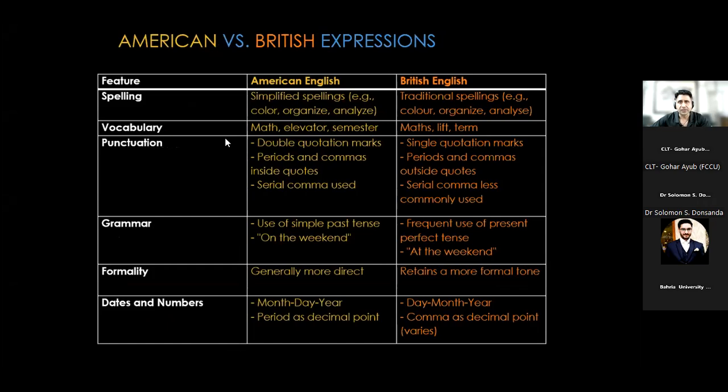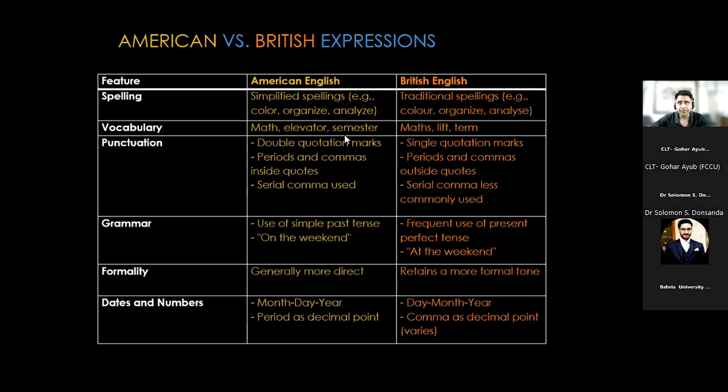American versus British expressions. I will give you a brief introduction. There are certain spellings where you will find differences. In American English, the spellings are simplified, like color, COLOR. In British English, it is COLOUR. In American English, organize and analyze use Z. I'm sorry, here's a mistake. In British English, it should be ISE.